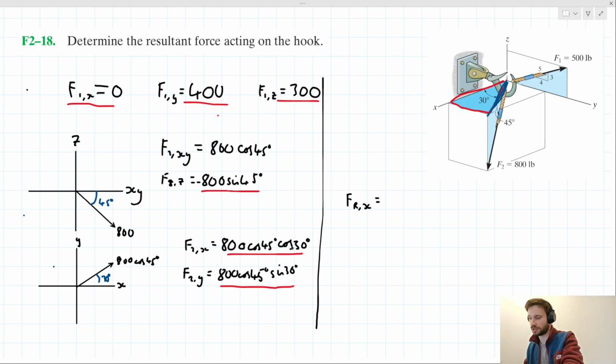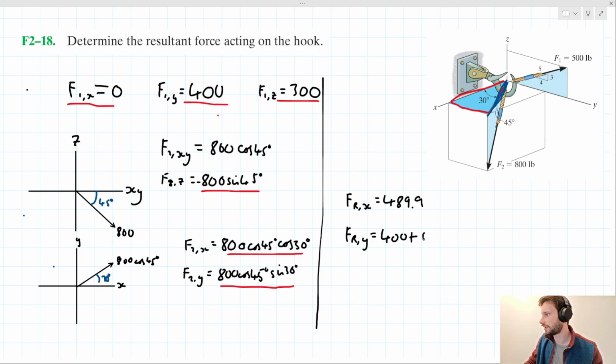Let me just check my numbers here. So this takes a value of 489.9. FR,y is going to be equal to our 400 plus our 800 cos 45 sine 30. Let me just write this out. So 400 plus 800 cos 45 sine 30. And when we bung this in our calculator, we find a value, I believe, of 282.8.